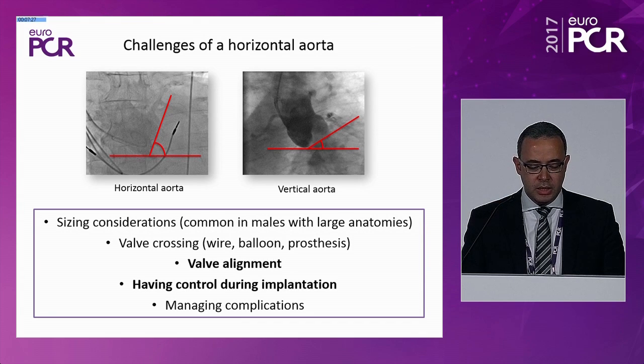you're treating these patients. First of all, regarding sizing, it seems to be more common in males with large anatomies, and we've seen that these are particular situations where you have to be aware what type and what size of device you're using. But there are also problems with valve crossing regarding wires, balloons, and the prosthesis. And what I have here in bold are the 2 points which I think are very essential. One is valve alignment, and the other one is having control during the whole implantation procedure.